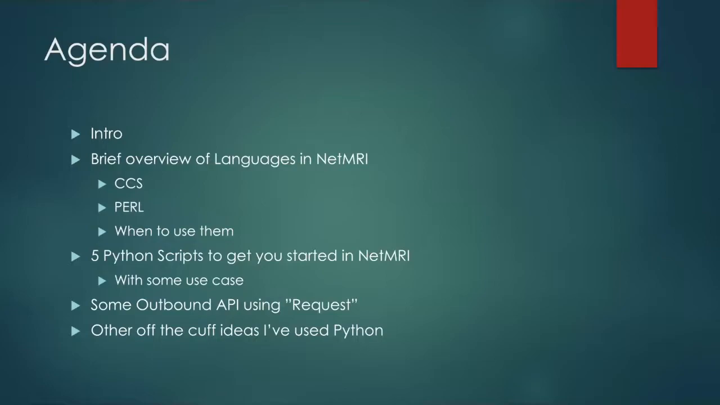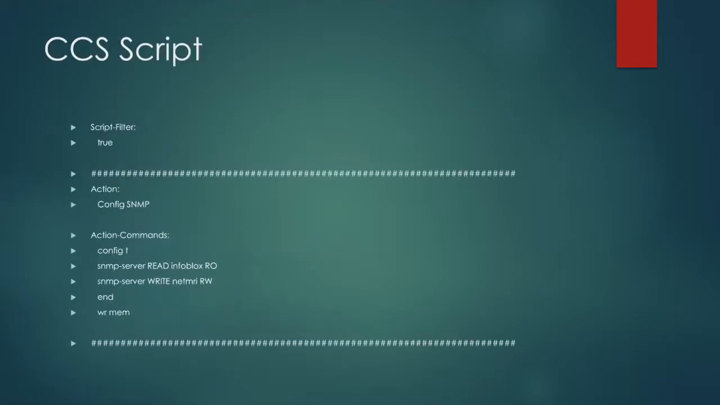Since I saw some people have no experience with the NetMRI scripting language, and some people have been using Python, which is awesome, what I wanted to cover is the basic language of CCS. CCS is really straightforward. If any of you have ever configured a switch or any type of networking gear, as you can see right here, the action commands are everything that you actually need. So basically a config t, SNMP read, Infoblox read and write in NetMRI. It's pretty straightforward, and we're all used to that.